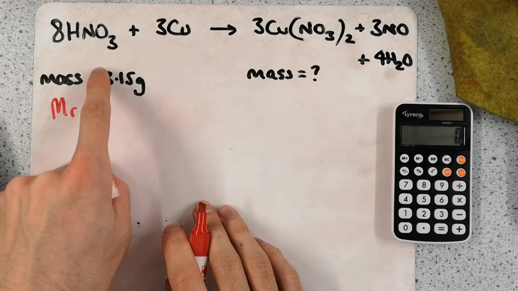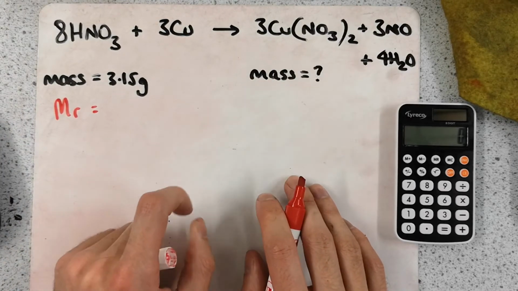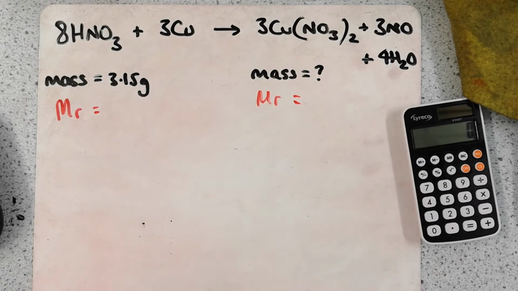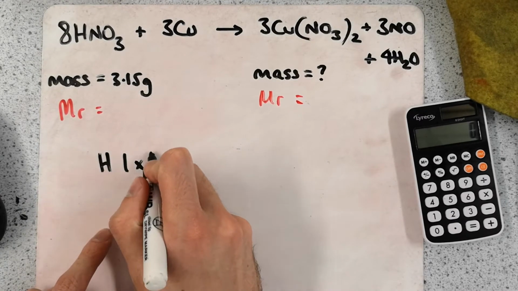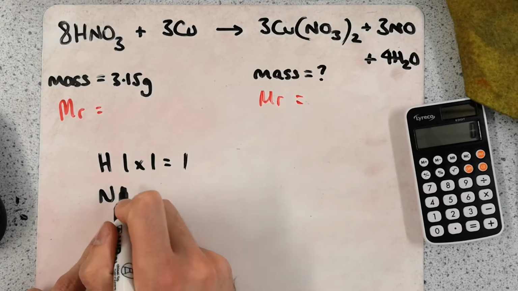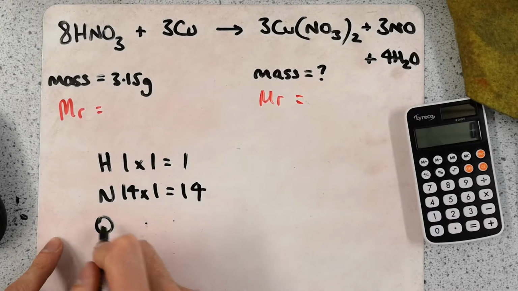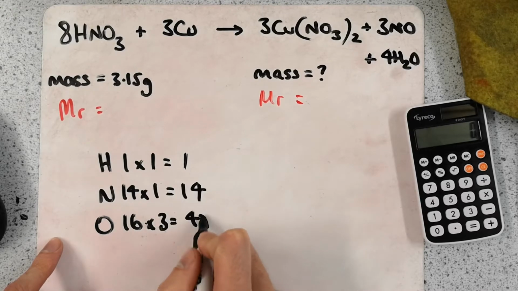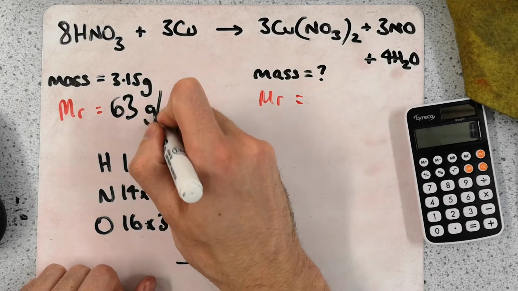So it tells us we've got the mass of the nitric acid, HNO3, and we need to work out the mass of copper nitrate, Cu(NO3)2. So we're going to work out the MR of both of these. So HNO3, it's got hydrogen, and 1 hydrogen times 1 equals 1. Nitrogen that weighs 14 times 1 equals 14. And oxygen, which has a relative atomic mass of 16, and 3 of those, which will be 48. So if I add those up, I get a molecular mass of 63 grams per mole.